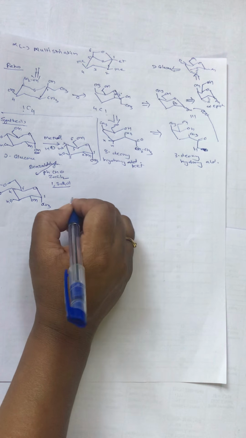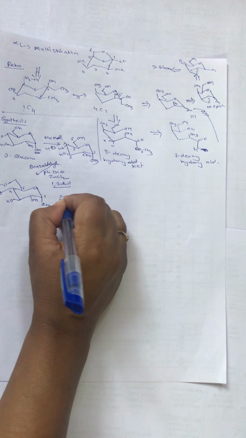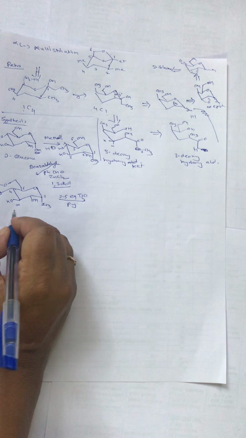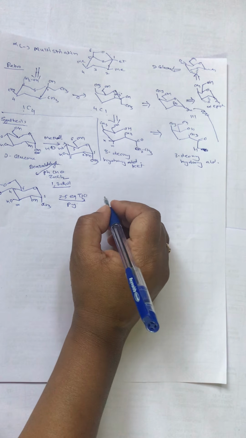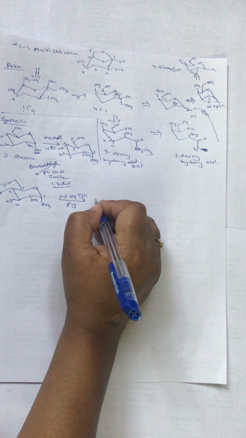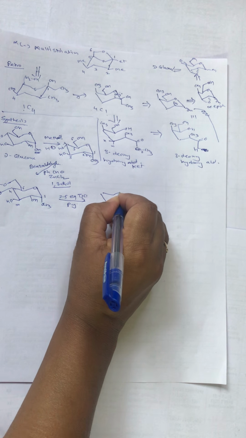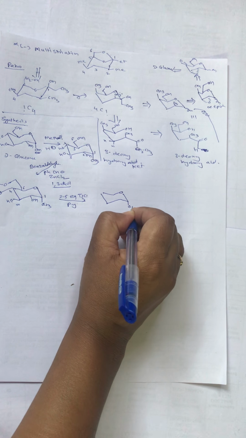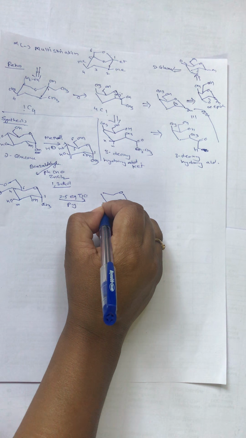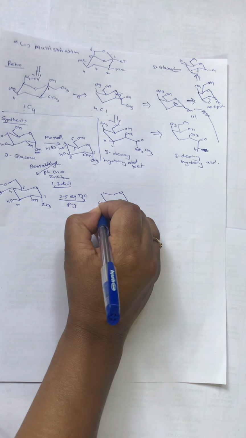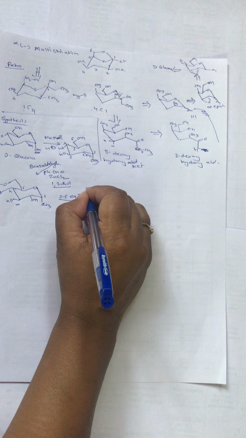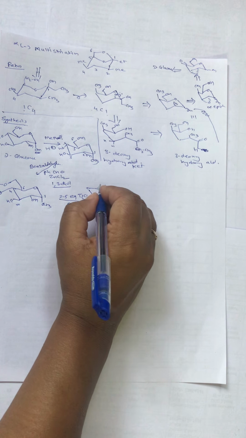So now we will protect these by taking 2.5 equivalents of TsCl in the presence of pyridine. We will protect carbon number 3. So this is your carbon number 3, and it will give you a structure like this. In fact, not only carbon number 3, both carbon number 2 and 3 will get protected.